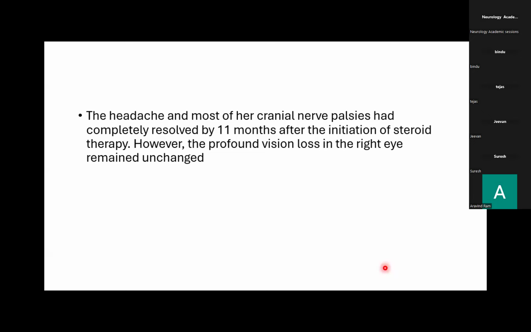Then the second one is because of the meningeal involvement itself, which is covering the initial few portion of the optic nerve, which can cause optic neuritis. Retrobulbar neuritis can be seen. Veins that are most commonly occluded are the venous sinus.